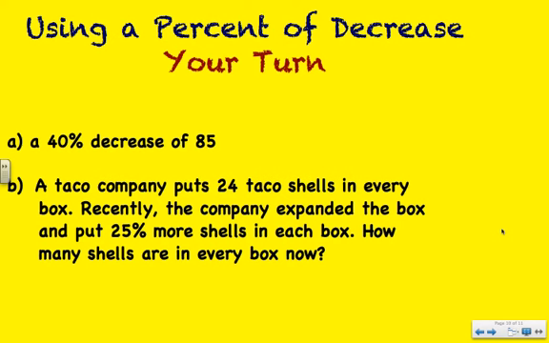All right, your turn. Here in problem A, it says a 40% decrease of 85. So my original is going to be 85. When I set up my percent of increase or decrease equation, it's going to get you the amount of change. And in this case, since it's a decrease, that number you find, you will need for step 3 to subtract from 85. All right, good luck.